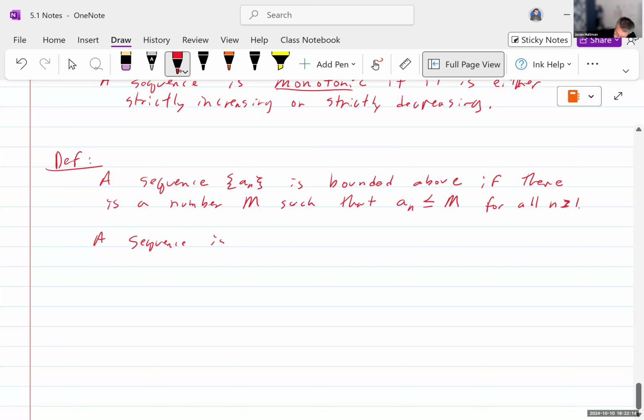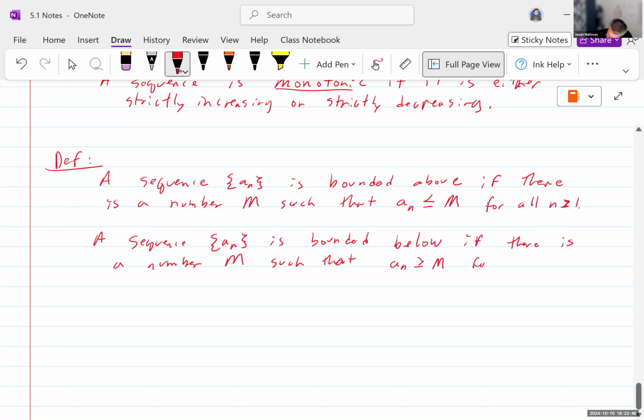A sequence a sub n is bounded below if there is a number m such that a sub n is greater than or equal to m for all n greater than or equal to 1.